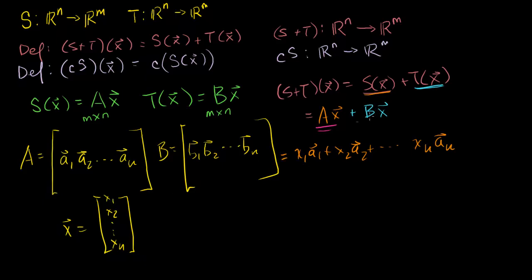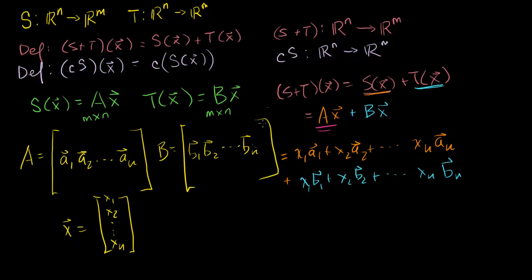And I have to add this guy to Bx. So Bx, by the same argument, let me do it in the blue, is going to be x1 times b1 plus x2 times b2 all the way to xn times bn. Now, what is this equal to? Well, we know that scalar multiplication times vectors exhibits the distributive property. So we can just add these two guys right here and factor out the x1. And what do we get? This is equal to this whole expression right here.